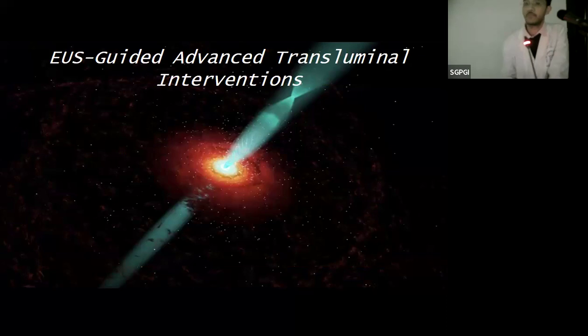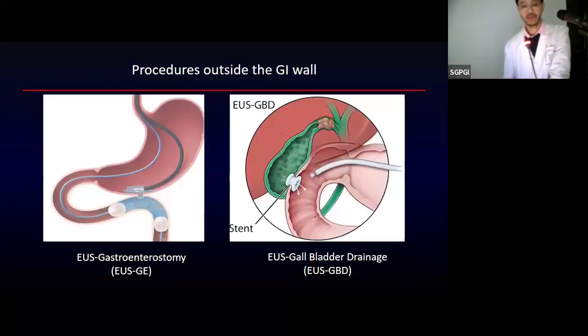Now, moving ahead, changing our scope from a conventional endoscope to an EUS-guided scope, or a scope that has an endoscopic ultrasound transducer at its tip, so that we can now study the EUS-guided advanced transluminal endoscopic interventions. The two important interventions that we'll be studying now include EUS-guided gastroenterostomy and EUS-guided gallbladder drainage.